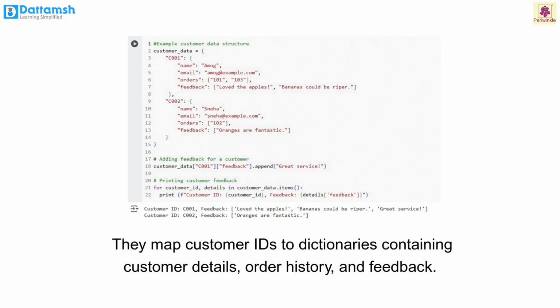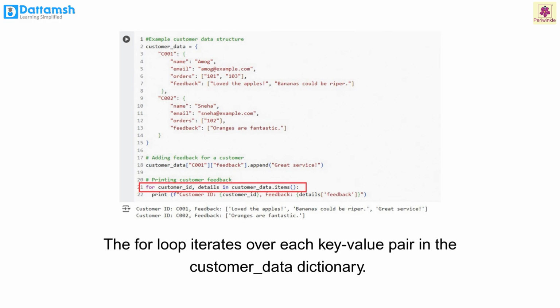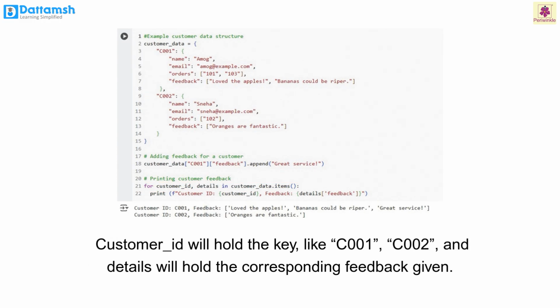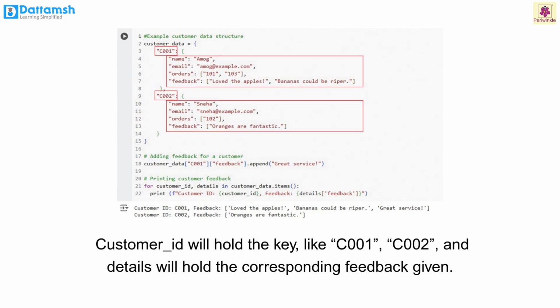In addition to the product information, Fruit Mart utilizes dictionaries to manage customer data efficiently. They map customer IDs to dictionaries containing customer details, order history, and feedback. The for loop iterates over each key value pair in the customer data dictionary. Customer ID will hold the key like C001, C002, and details will hold the corresponding feedback given.